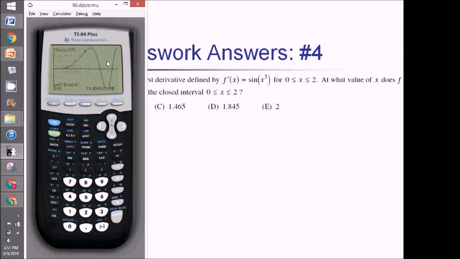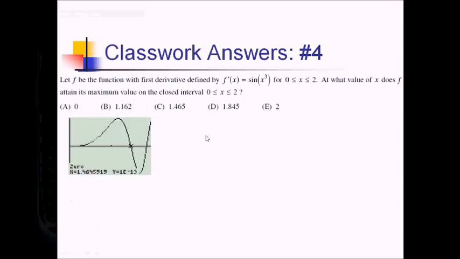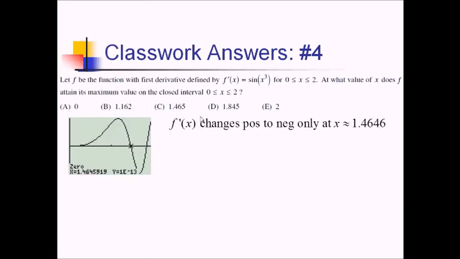And we're just going to calculate this 0 right here. So let me just move my spider a little bit closer and a little bit to the right and press enter again. Press enter a third time. And then we see about 1.4645, or 1.465 if we round it off. So I see that f prime changes from positive to negative only at 1.4646.